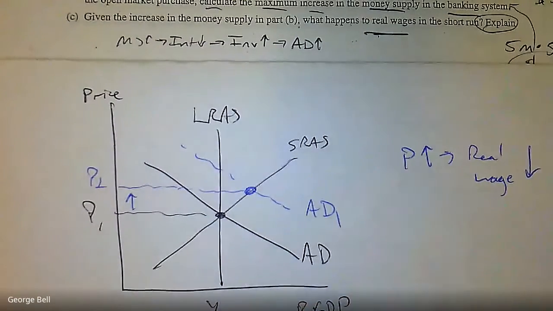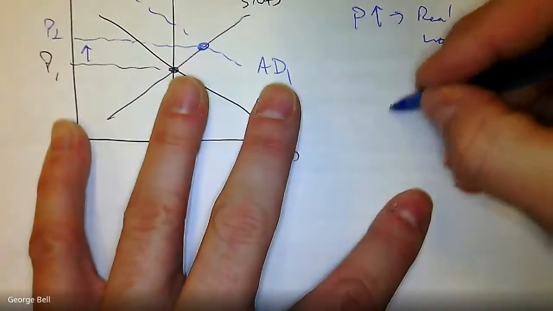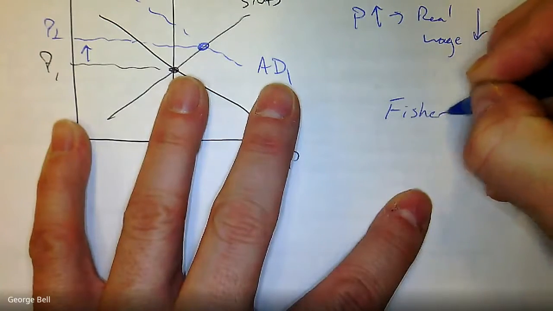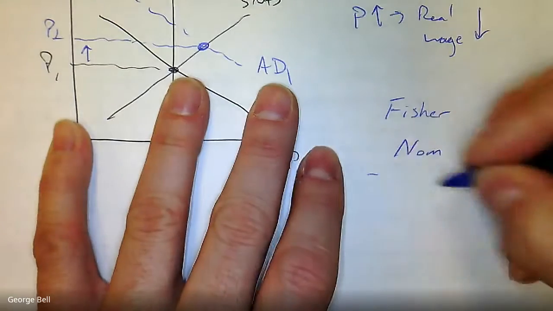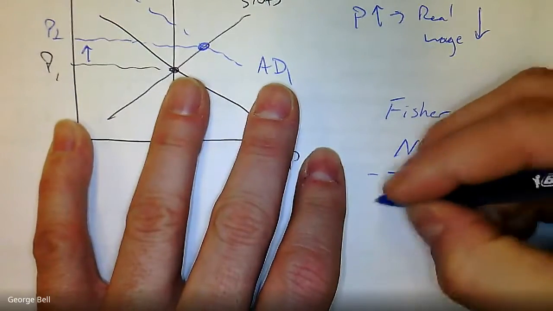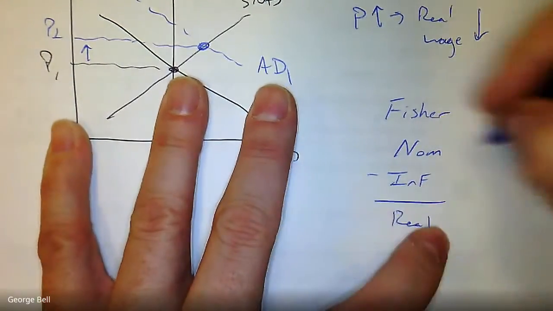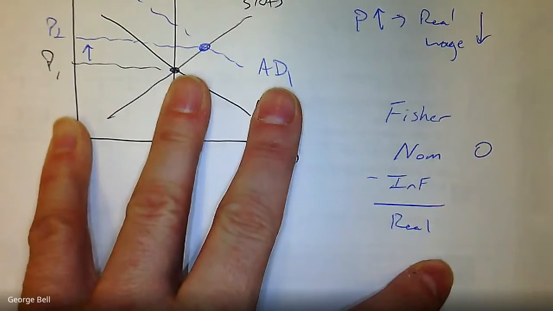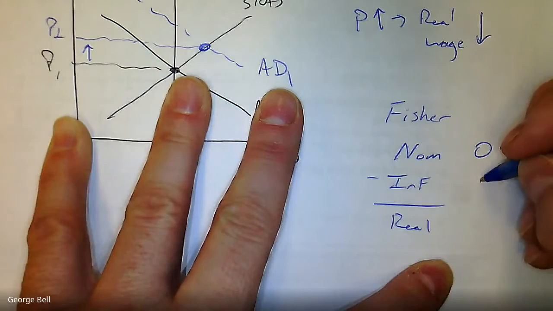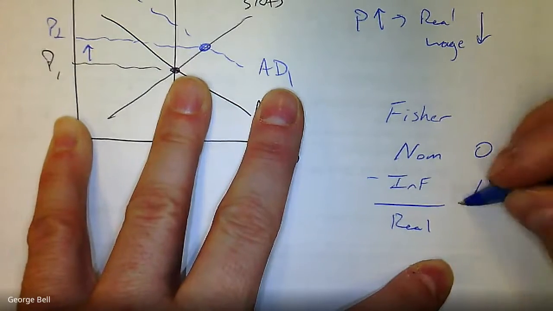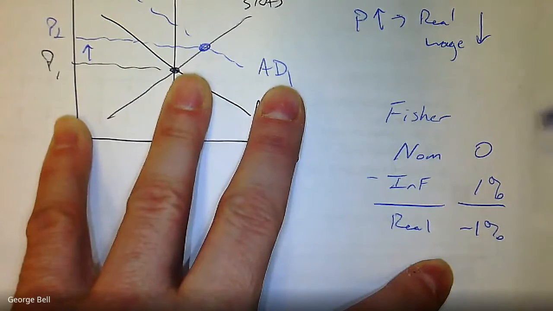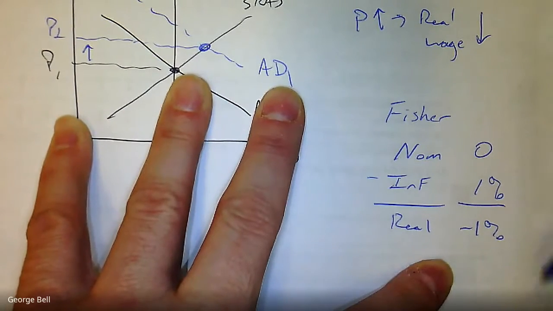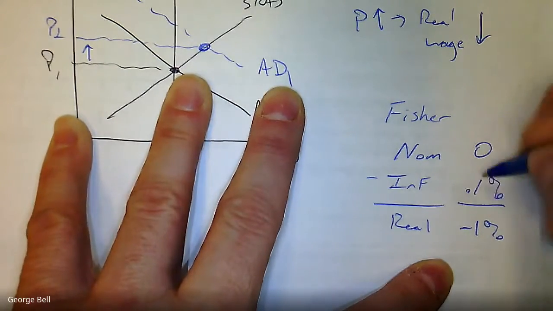Now, if you're feeling fancy, you could have used the Fisher formula to solve this. Fisher formula tells us that nominal minus the rate of inflation equals real. My nominal wage stayed the same. Inflation is defined by prices going up. If prices went up 1%, that means my real wage went down by 1%. Now, I made that number 1% up. It could have been 6%. It could have been 0.1%.